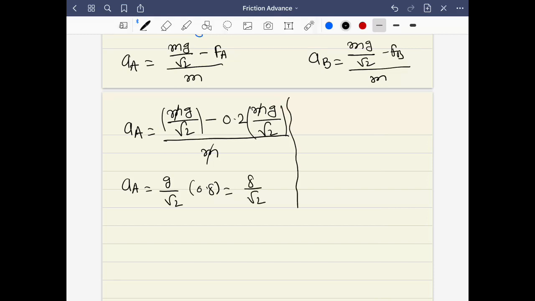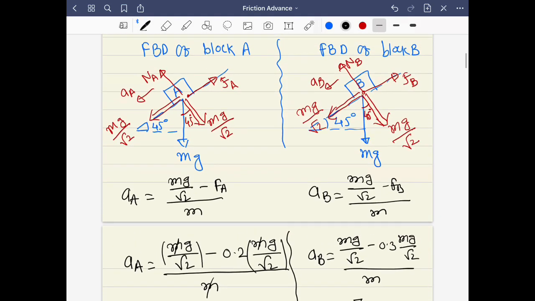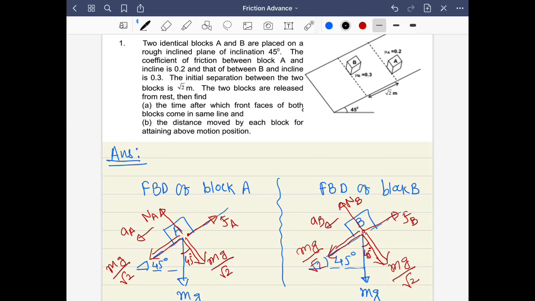And similarly, if you calculate the acceleration of B, you will get mg divided by root 2 minus mu s, that is 0.3, times mg by root 2, divided by m. And if you calculate, you will get 7 divided by root 2. Okay, once we have got acceleration of A and acceleration of B, we have the initial separation between these two blocks, root 2.